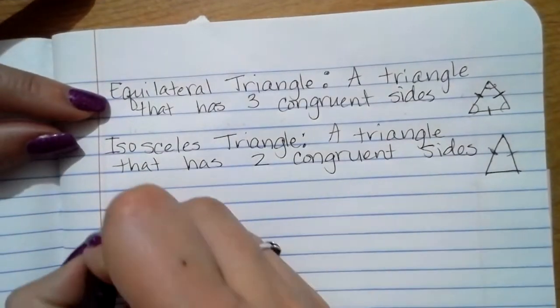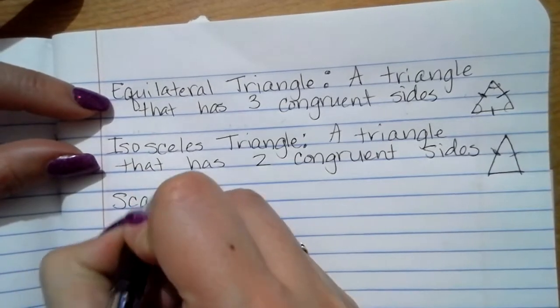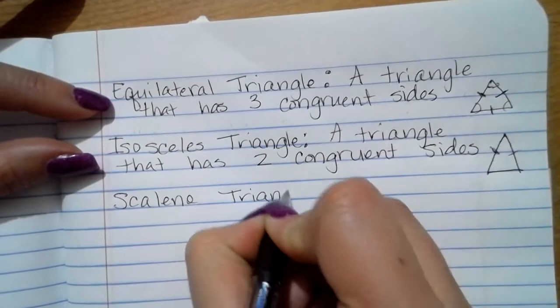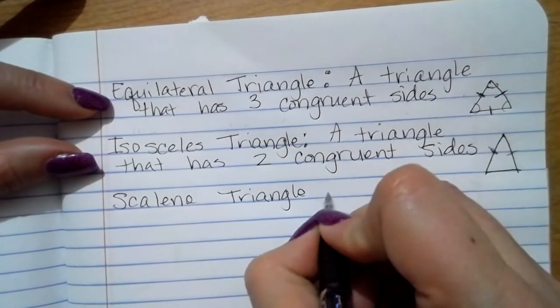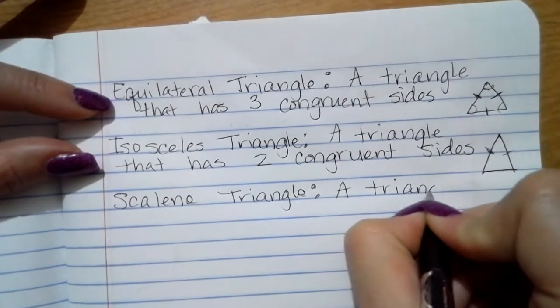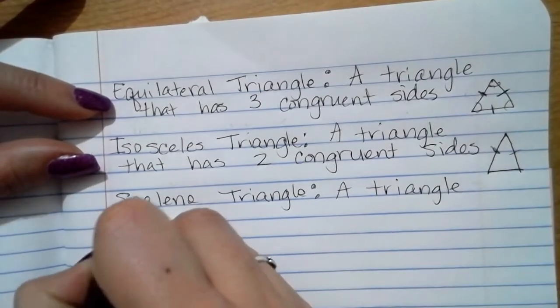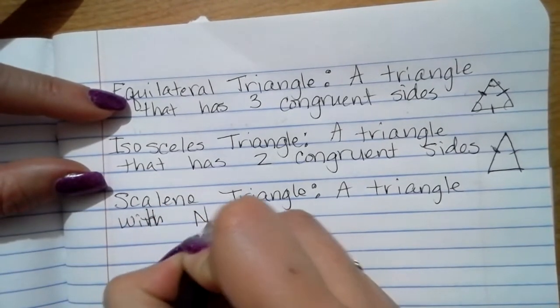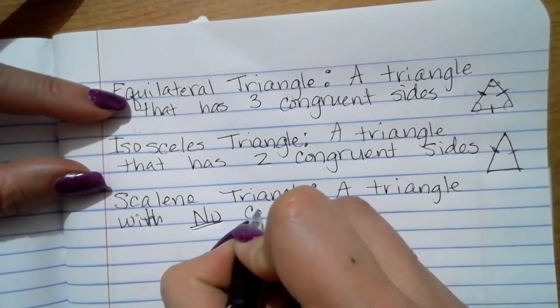And then a scalene triangle is a triangle with no congruent sides.